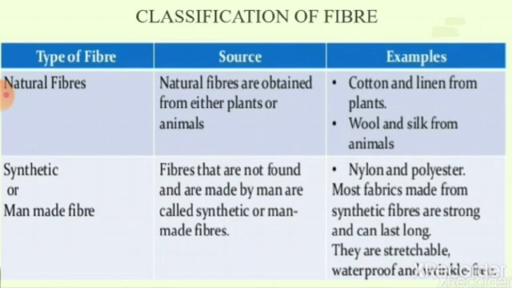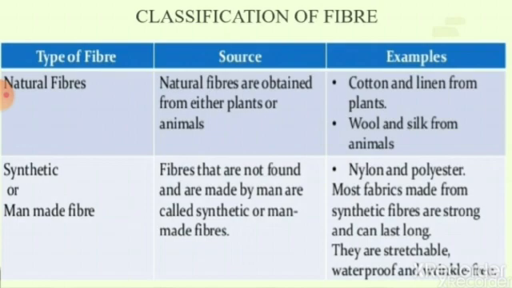Natural fiber is obtained from plants or animals. It is a source. Source is nothing but the raw material from which we make the fabric. So in natural fibers, the source is plants and animals. For example, cotton and linen are obtained from plants. Cotton is from the cotton plant and linen is from the flax plant. In animals, wool is reared from sheep and silk is from the silkworm. So these are examples of animal fiber.